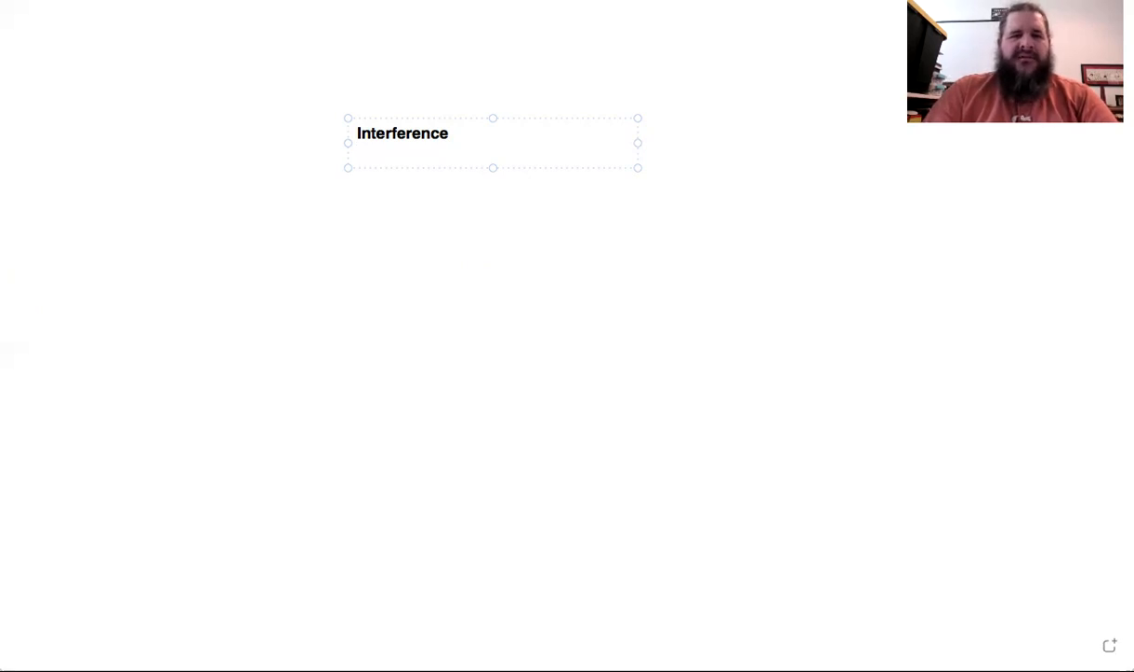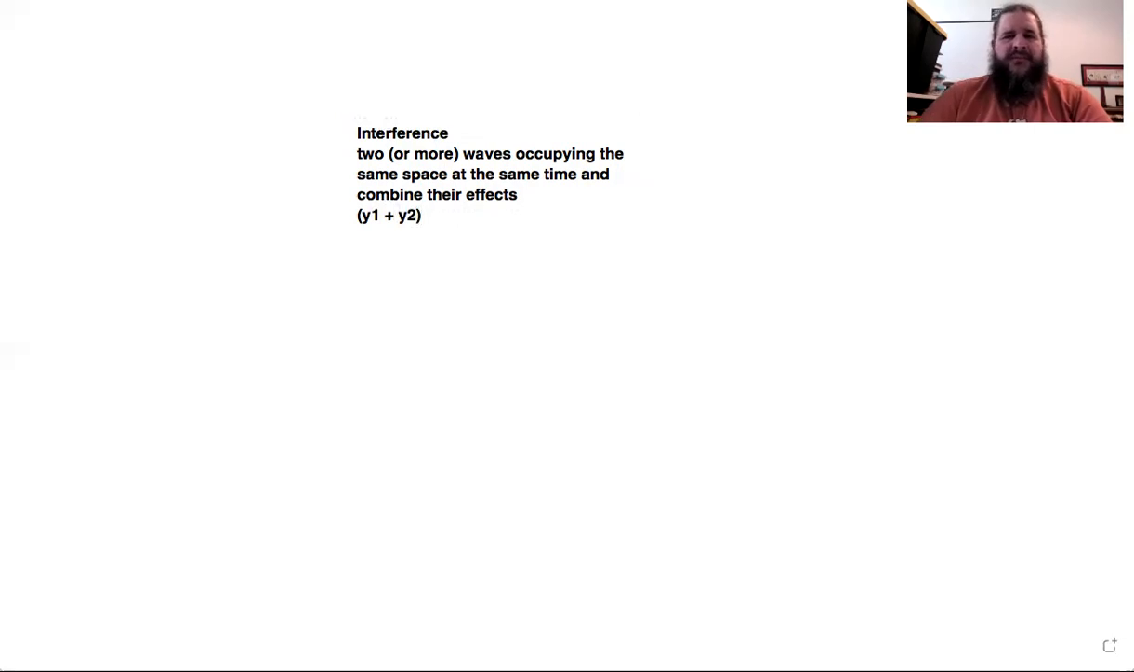But in general, yeah, interference happens when two or more waves occupy the same space at the same time and combine their effects. And that really is just addition. You're just adding y from one wave plus y from the other wave to get the total y value, the total displacement.